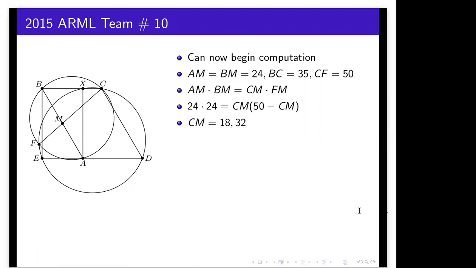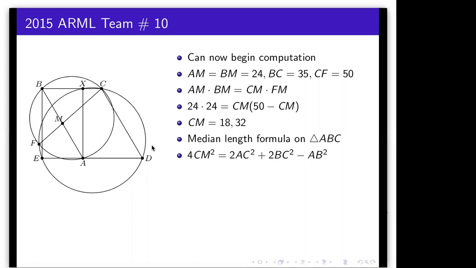And to do that, we can use the median length formula, which relates the length of a median with the lengths of the three sides. So in particular, 4 times CM squared should be 2BC squared plus 2AC squared minus AB squared. And we know what CM, AB, and BC are. So we can rearrange this equation to solve for AC. And we have that AC squared is this fraction. And this is good. We know all of the numbers on the right-hand side. So we throw them in.